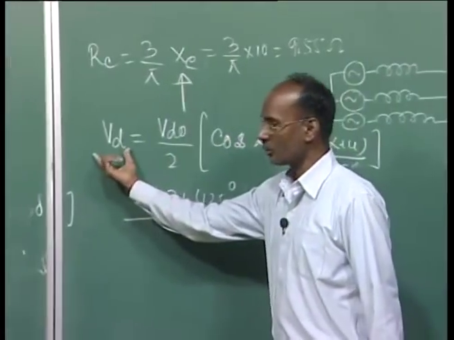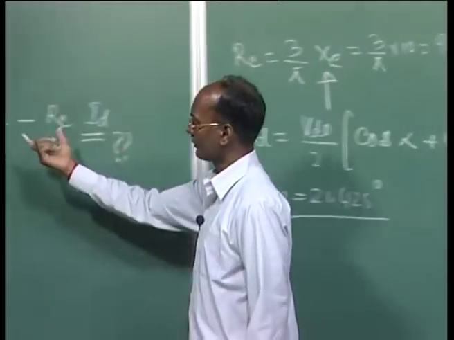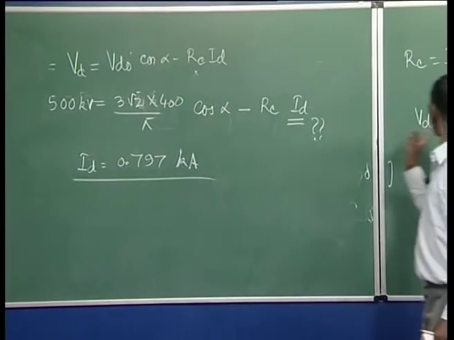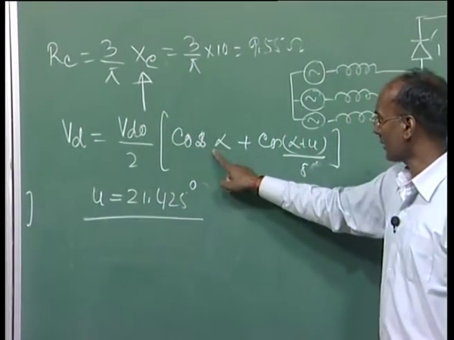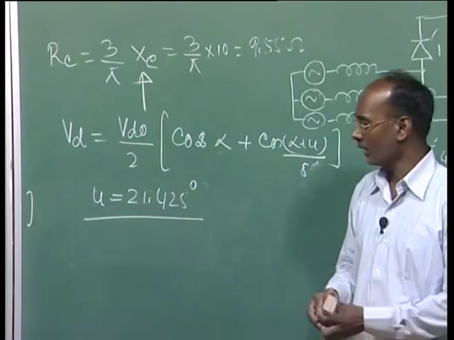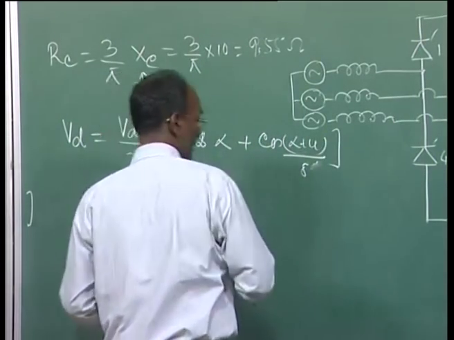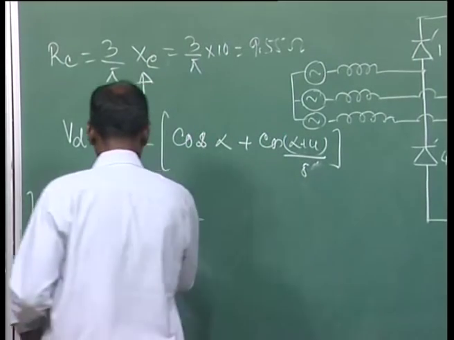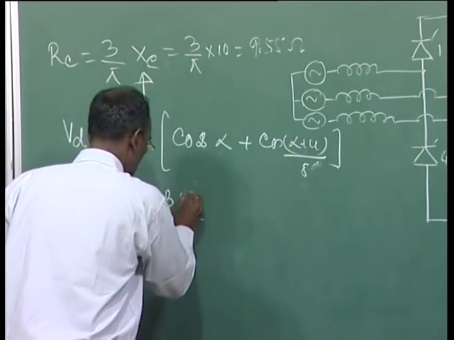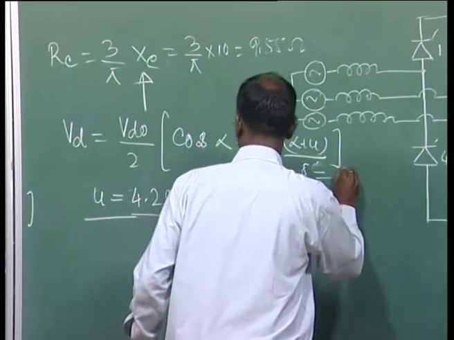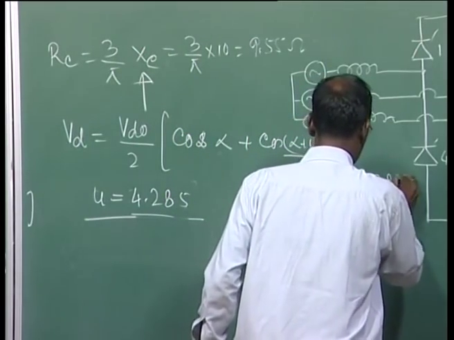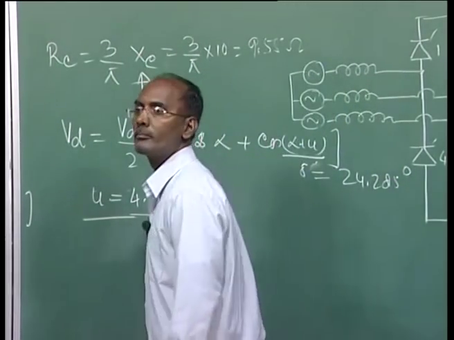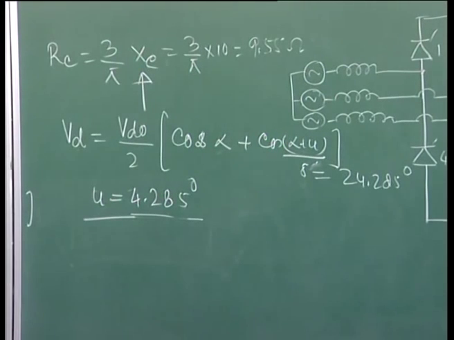So this is given to you, 500, this value by 2 here you have to just put, and then cos alpha is 20 here, cos 20, and then you can calculate delta. In this case, by my calculation, your delta U is coming out 24.285 degrees. So this was your second part.